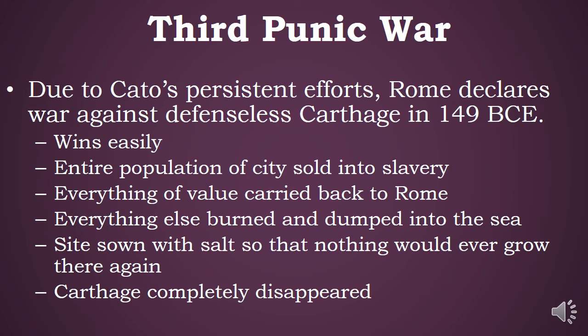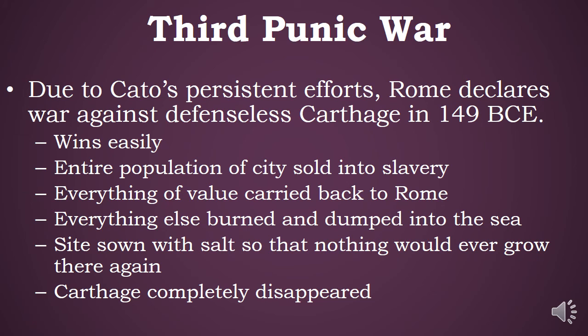So Carthage, down, out, no economy to speak of. In 149 BCE, Rome is going to declare a third and final series of wars or battles against Carthage. They have no army, no navy, no defenses, and so Rome is going to win this easily. There's not going to be really any fight here. The entire population is going to be sold into slavery in Rome. Anything of value is carried back to Rome. Anything else is dumped into the sea.